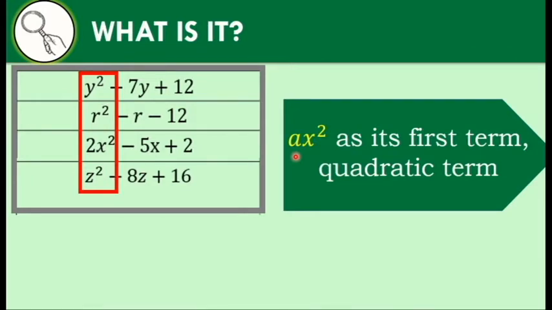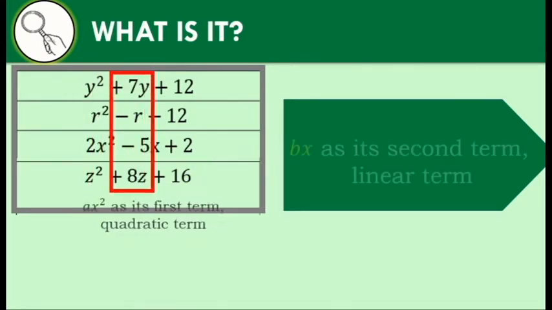Now, what do you mean by a? A here represents the numerical coefficient of your x squared. So here, our y squared has the numerical coefficient of 1, so a is equal to 1. Same here for the second one, pointed by my laser pointer, I have 1 for a. Then here, the numerical coefficient of x squared is 2, therefore your a is equal to 2. And for the last example, our a here is 1. Okay, I hope that's clear.